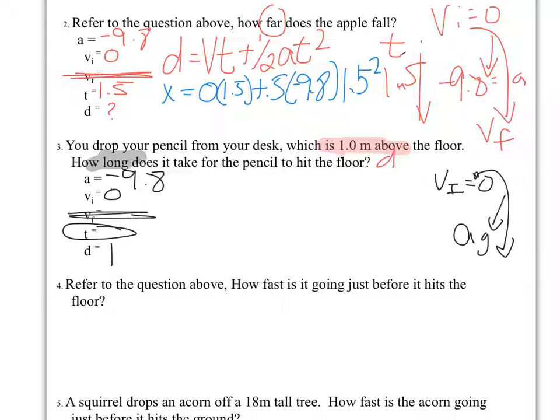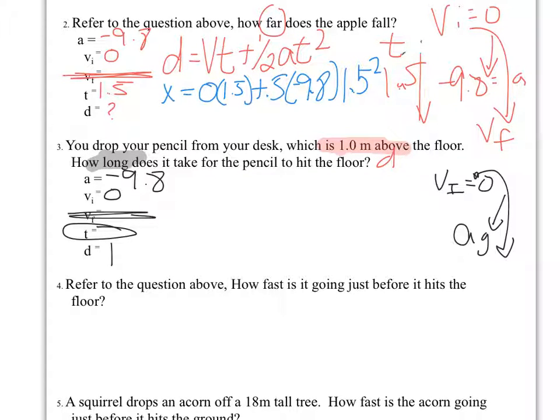So they haven't given us a final velocity. They haven't asked us to find a final velocity yet. So I'm going to ignore that. And in doing so, I'm able to pick an equation. The equation that does not have final velocity is going to be that equation that we used in that previous question.